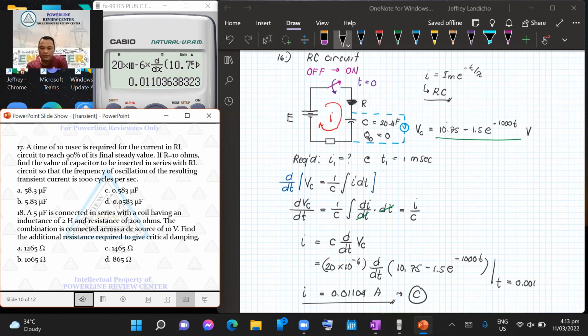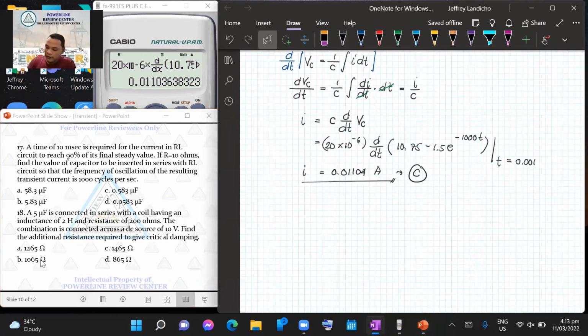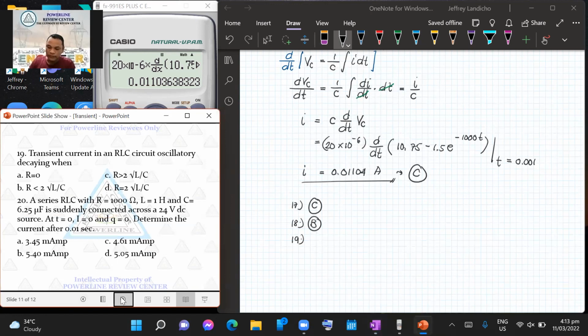Number 17, at a time of the milliseconds. The final answer here should be letter C, 0.583 microfarad. Number 18, I'll just put the final answer here. So you try. Number 17, the answer would be letter C. Number 18, the answer would be letter B. Number 19, this is just objective, letter B.